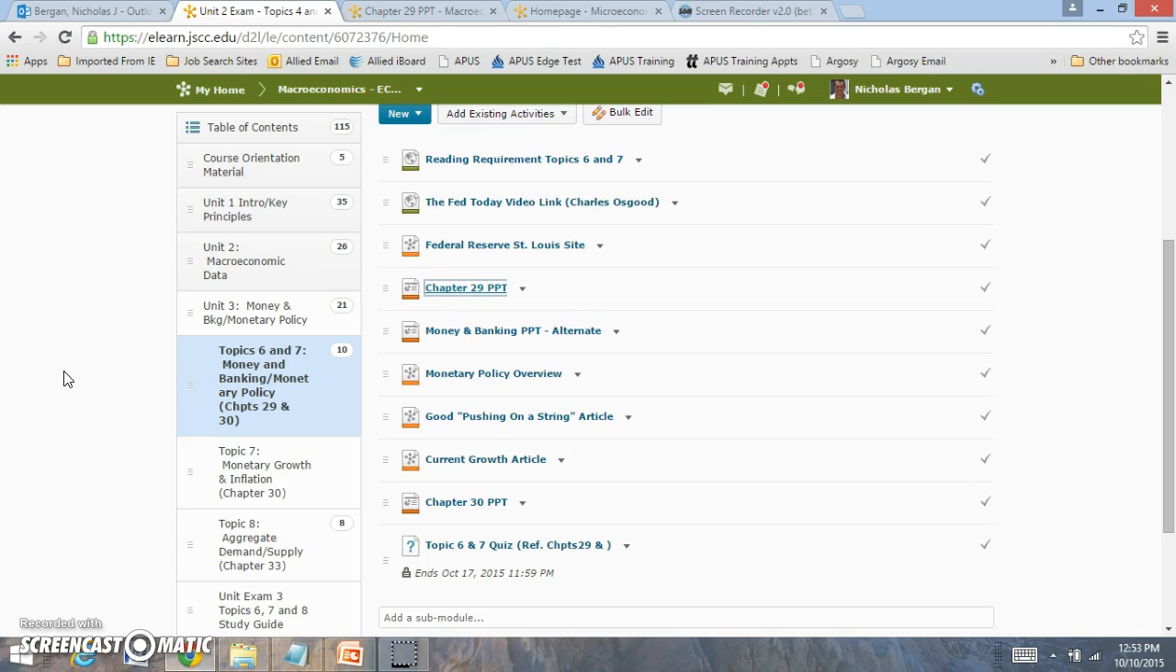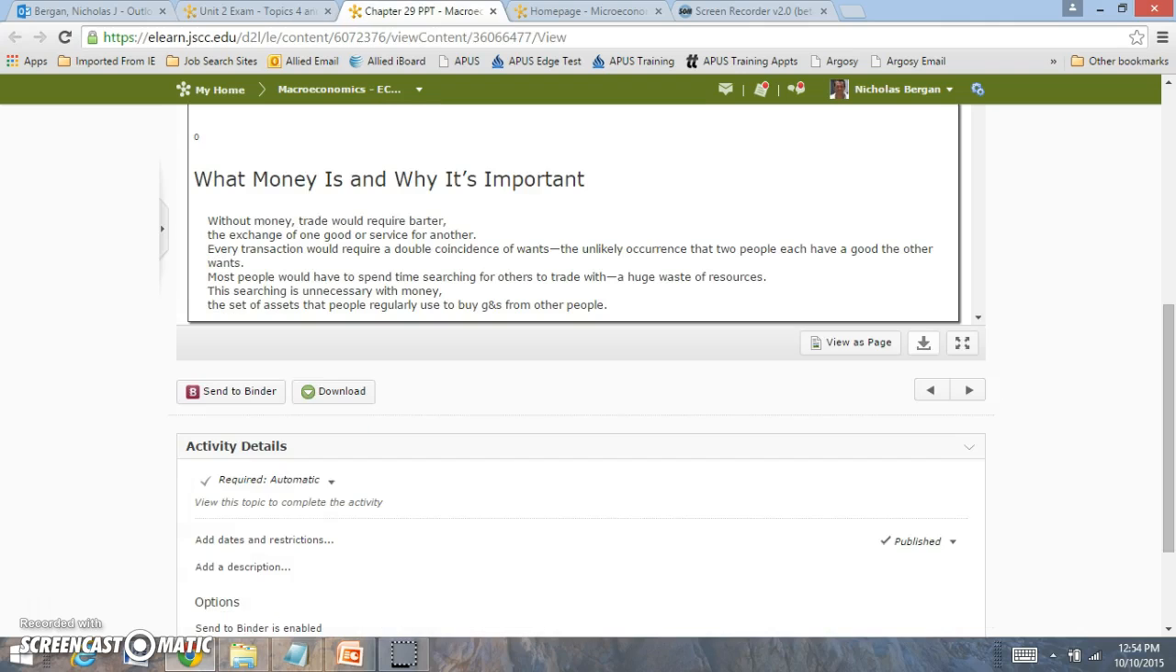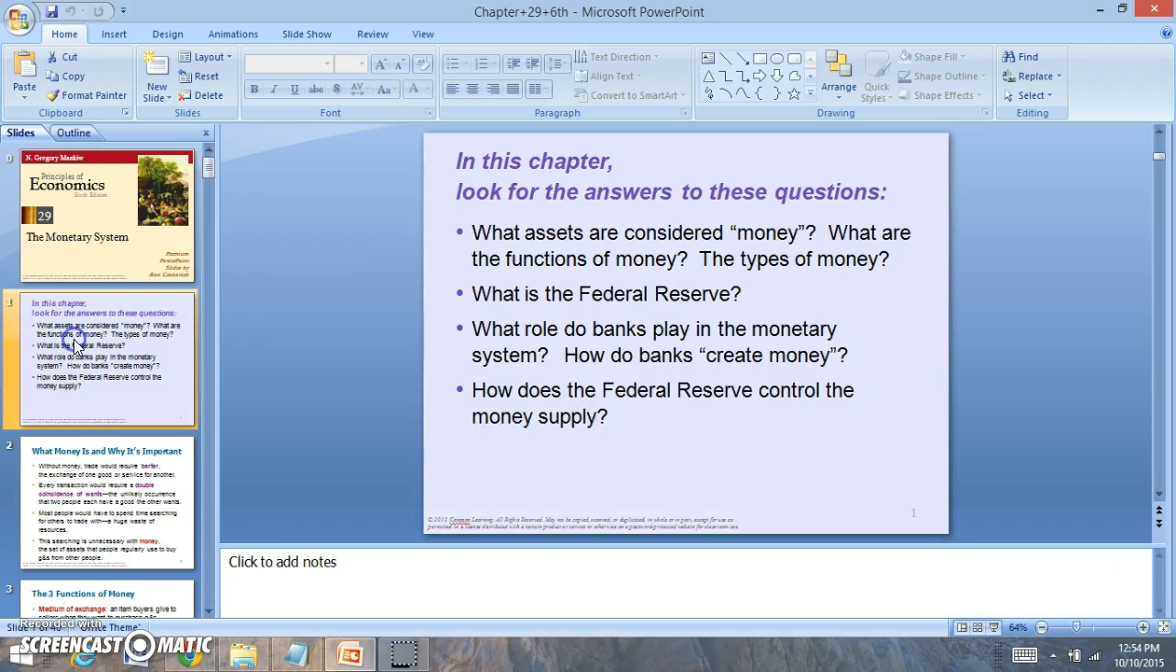For topic 6 and 7, we're going to focus on chapter 29 in the PowerPoint. You're going to have your quiz for topic 6 and 7 right here. We're going to go over some various topics that you're going to see, but what I would like you to do is make sure to review these. So the chapter 29 and 30 PowerPoints are right here, but make sure to review them and really focus on the book and the terms to really understand the information. And if you have any questions, let me know. But what we're going to do is focus on chapter 29.